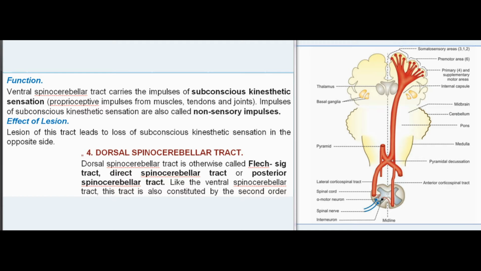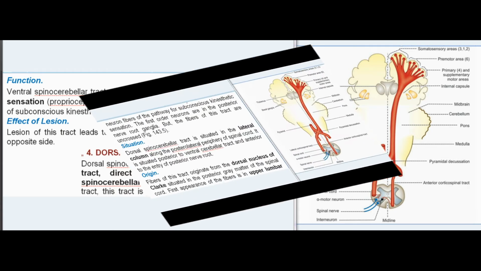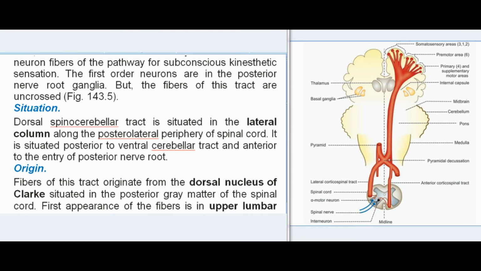4. Dorsal spinocerebellar tract. Dorsal spinocerebellar tract is otherwise called Flechsig tract, direct spinocerebellar tract or posterior spinocerebellar tract. Like the ventral spinocerebellar tract, this tract is also constituted by the second-order neuron fibers of the pathway for subconscious kinesthetic sensation. The first-order neurons are in the posterior nerve root ganglia. But, the fibers of this tract are uncrossed, Fig 143.5. Situation. Dorsal spinocerebellar tract is situated in the lateral column along the posterolateral periphery of spinal cord.